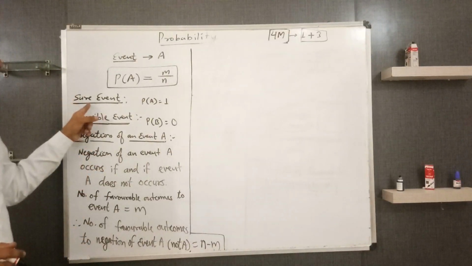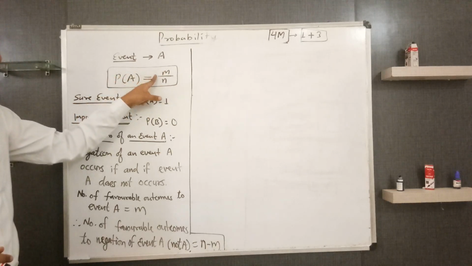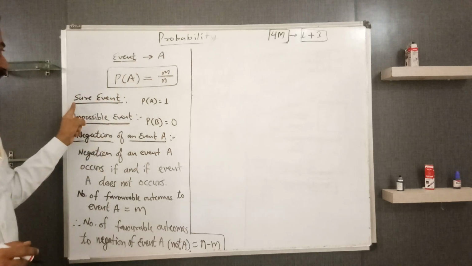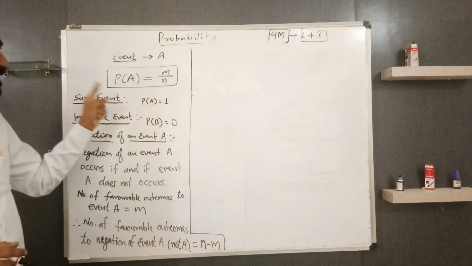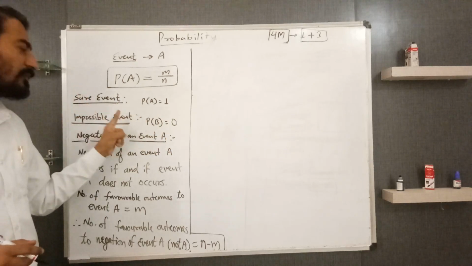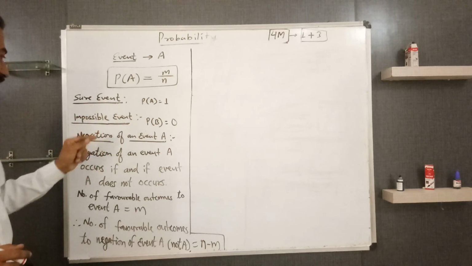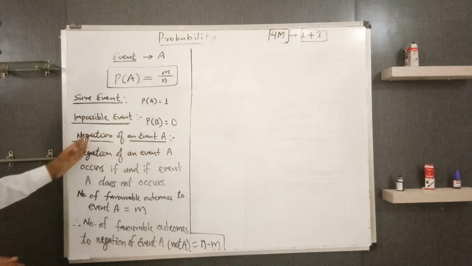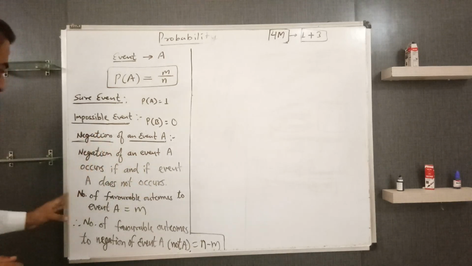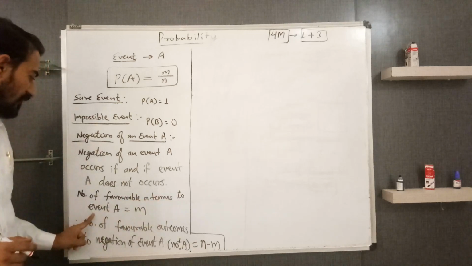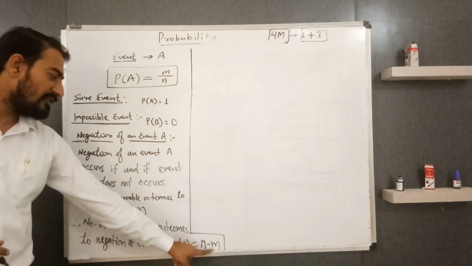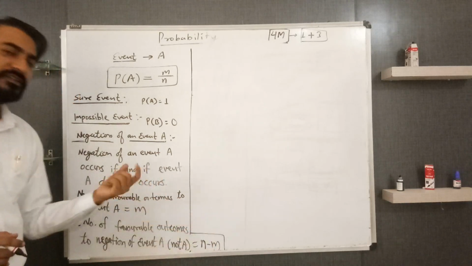Yes, as we have discussed, the probability of an event is M by N, where M is the number of outcomes favorable to the desired event A, and N is the total number of outcomes. Now the probability of a sure event is 1, and a sure event is the event which is certain to happen. For an impossible event, its probability is 0, and the event which is not possible is known as an impossible event. The next is negation of an event A, about this we have discussed. It occurs if event A does not occur, and if the number of favorable outcomes to the event A is M, then the number of favorable outcomes of not A will be N minus M. Means from the total number of outcomes you have to subtract M.